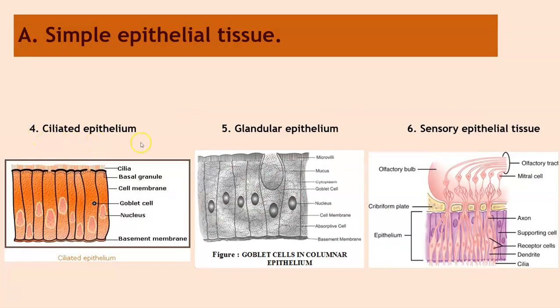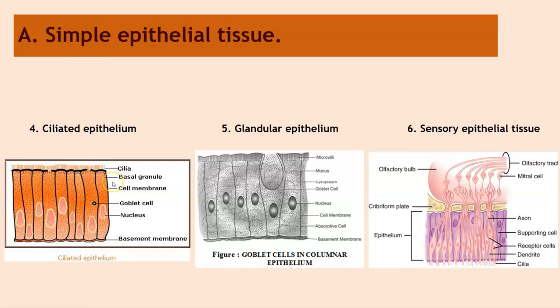Further, we have ciliated epithelium. This is a ciliated epithelium. If you look at it, the structure is quite similar to your columnar epithelium. You can see that the free ends are broad while the narrow ends rest on the basement membrane. Now these free ends show hair-like structures which are called cilia. So cilia, which are hair-like structures, replace the microvilli.